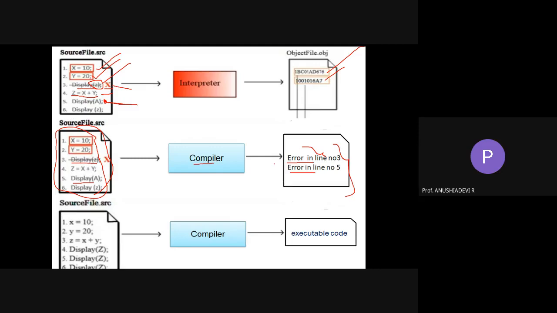Now we will see how compilation and interpretation happen in Java programming. Assume this is a Java program. It is compiled, and after correcting the errors, the compiler will generate executable code.